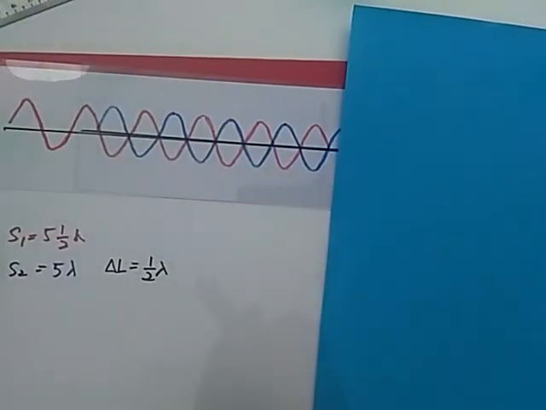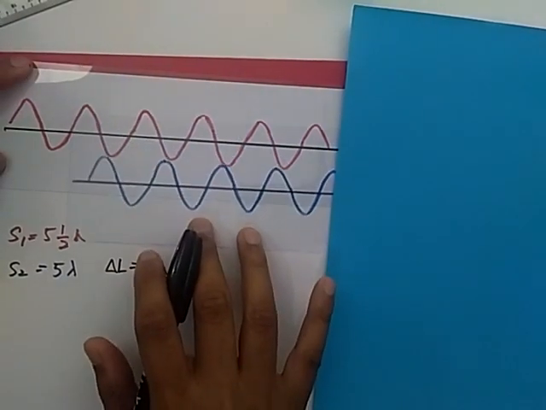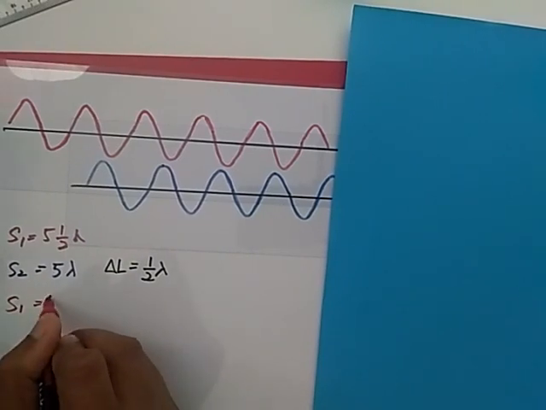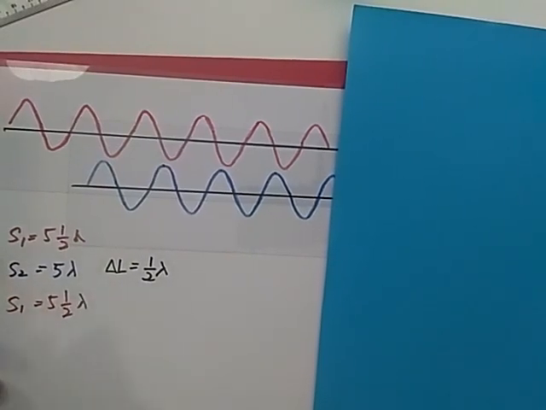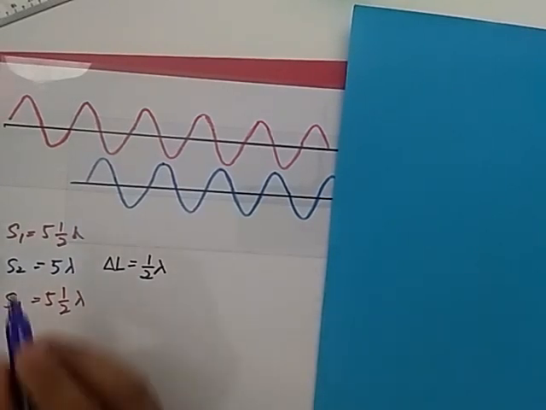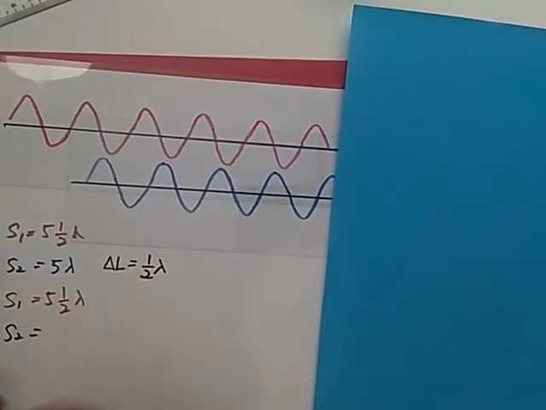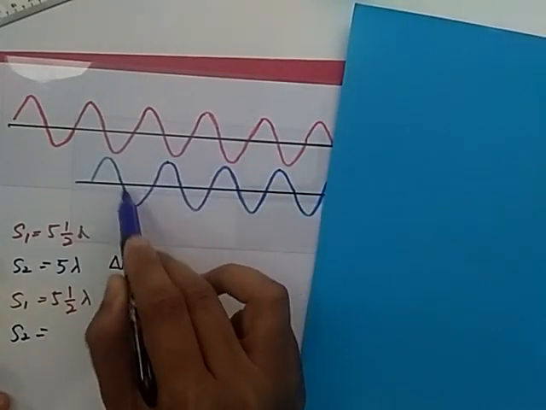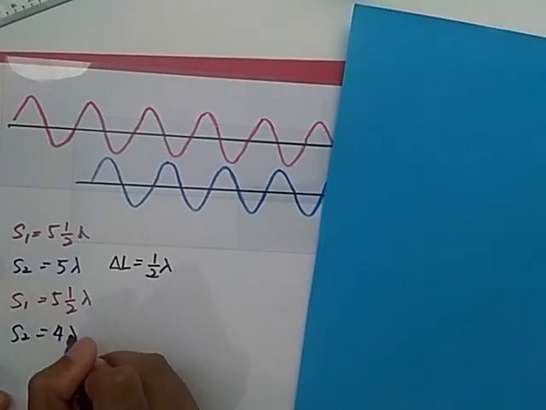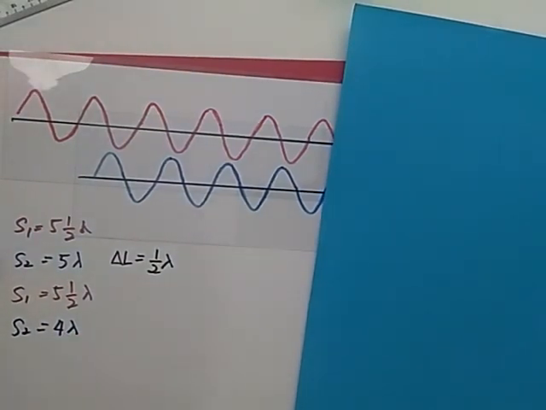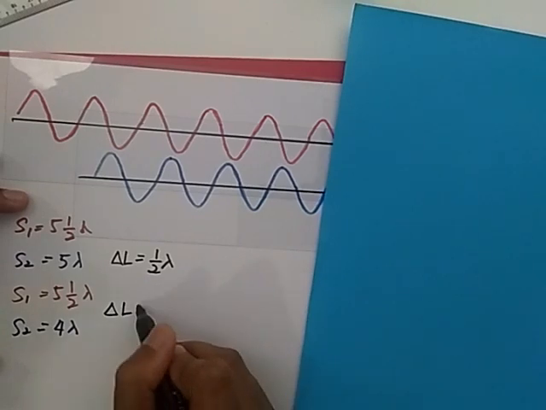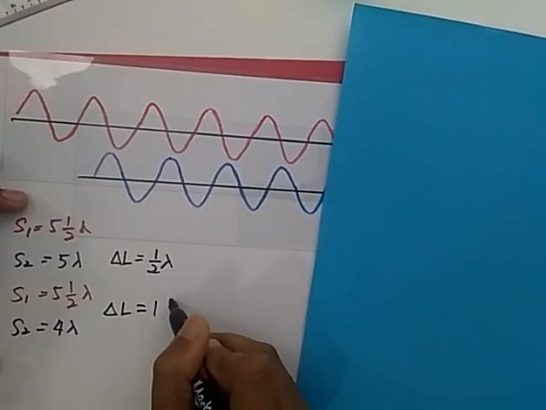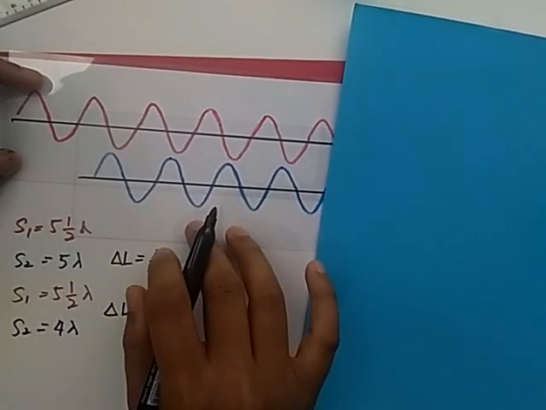Dan ini adalah point yang kedua. So kita tahu bahawa S1 is 5.5 lambda, but S2 is equals to 1, 2, 3, 4 lambda. So in this case, kita dapati bahawa delta L is equals to 1.5 lambda.